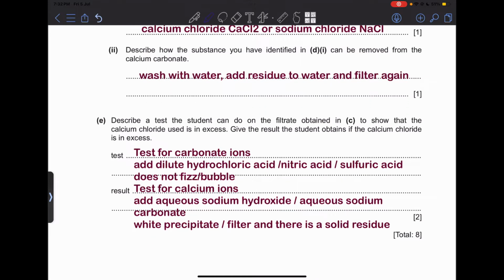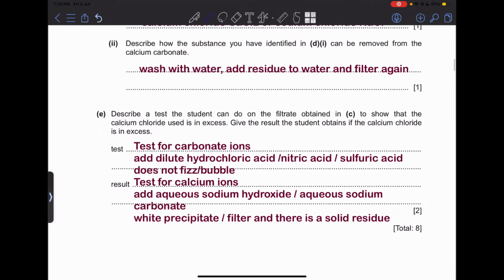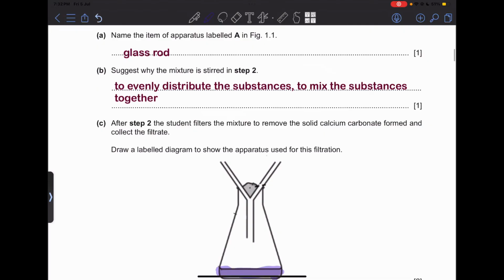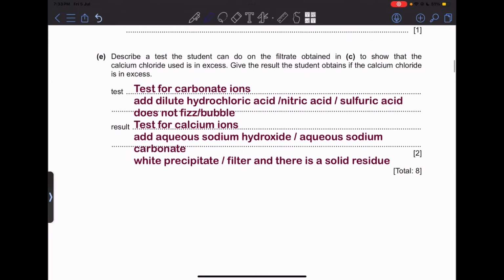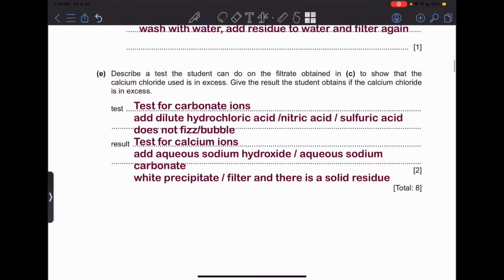Describe a test that the student can do on the filtrate obtained in C, which is over here, which was the solid calcium carbonate. So they want a test to show that calcium chloride was used in excess. Give the result the student obtains if the calcium chloride is in excess.